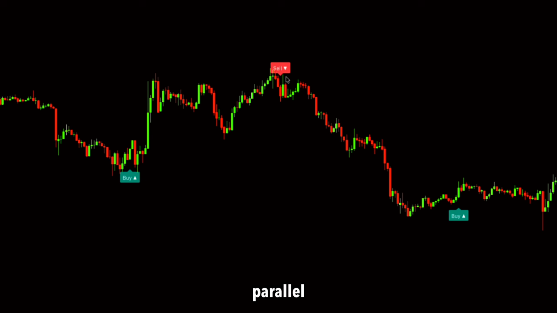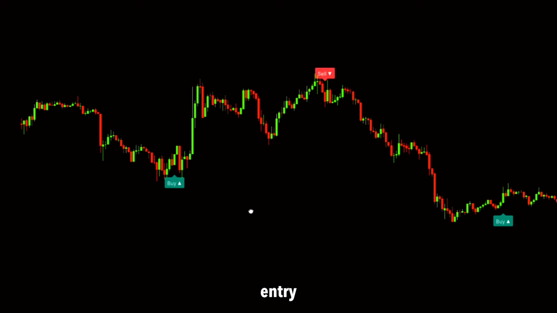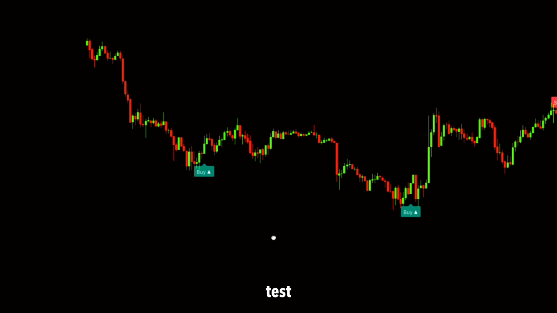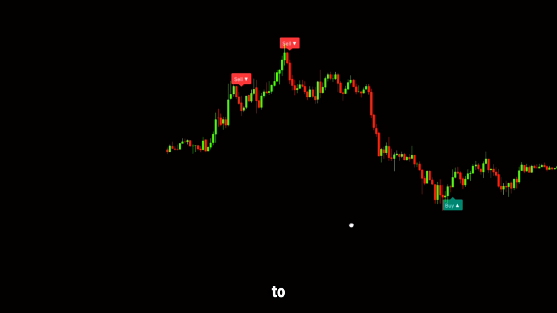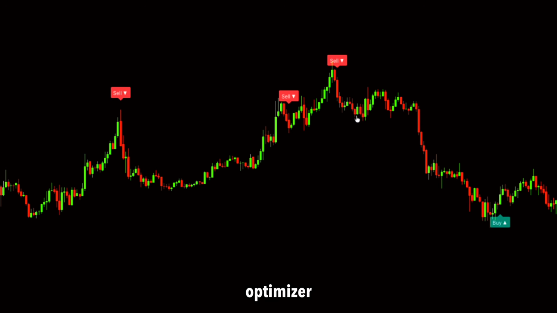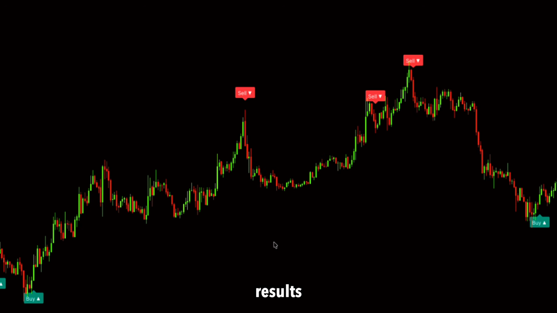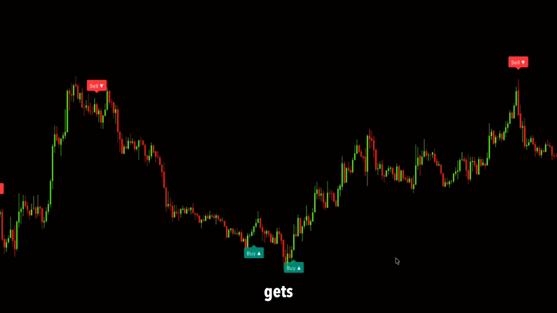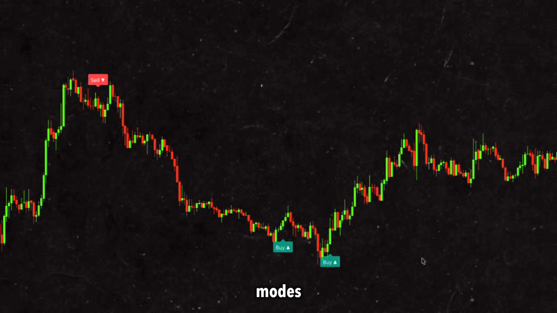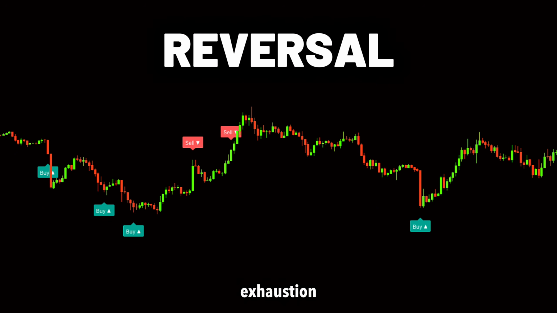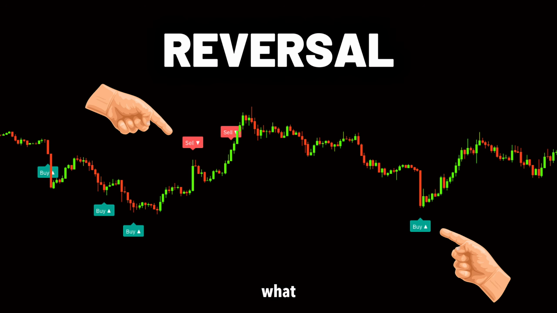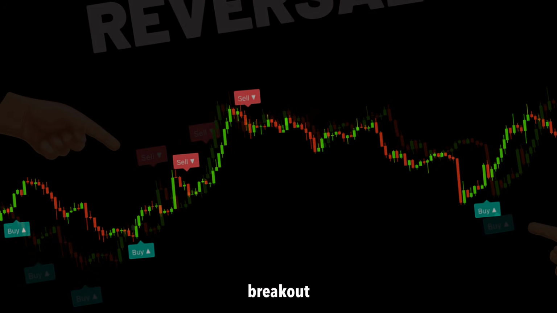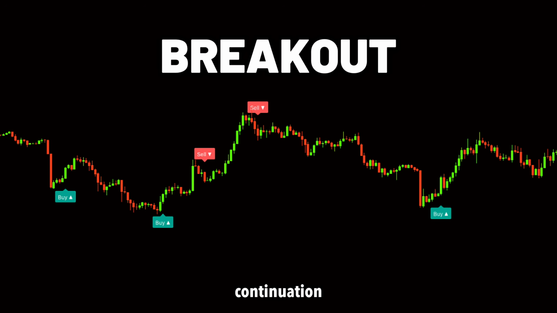3 systems run in parallel. The signal engine produces entry arrows. The background test matrix runs simulated trades to score performance. And the optimizer adjusts parameters based on results. The longer it runs, the better it gets. It operates in 2 modes. Reversal mode catches trend exhaustion when the supertrend flips. This is what we want for tops and bottoms. Breakout mode rides momentum for trend continuation.